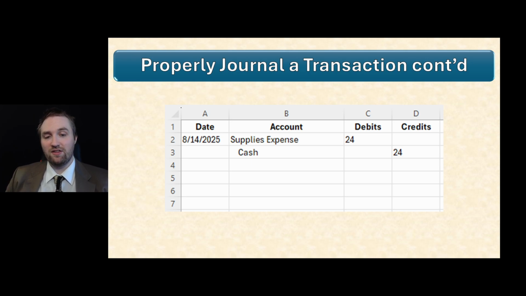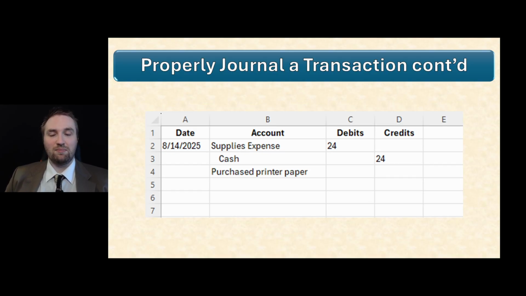Then we enter the credit in the right column, because credits are of course always on the right. The description goes in a line below the debits and credits, under the accounts column, and doesn't have an indent, just like the debit. And there you have it, a complete journal entry. Since there are a lot of formatting rules, let's journal one more transaction just to reinforce it.